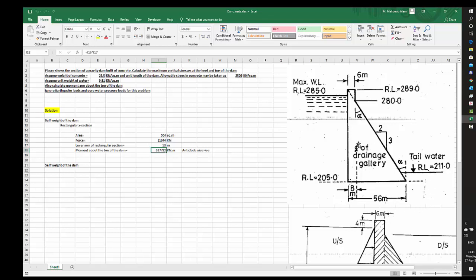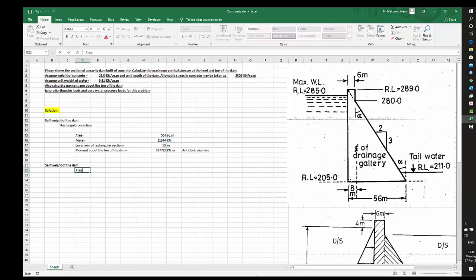You see, this would be in this direction, anti-clockwise, and I'm taking anti-clockwise as positive moment. Fine. This is for just this small rectangular part of the dam. Now let us look at this triangular part and let us calculate this thing here.